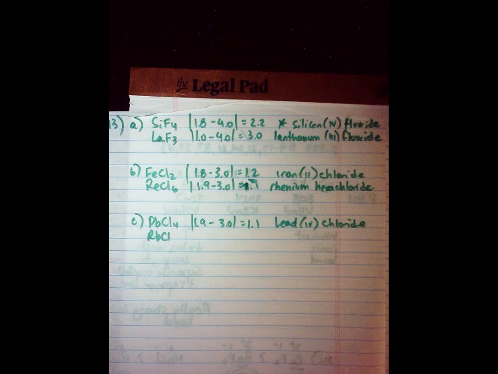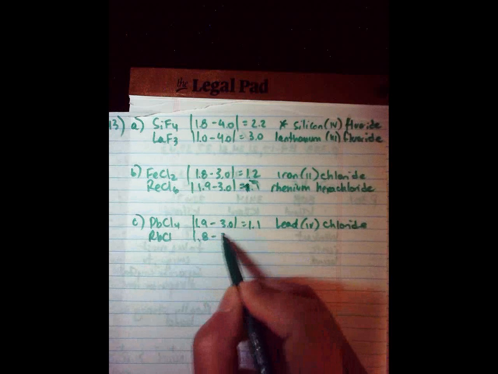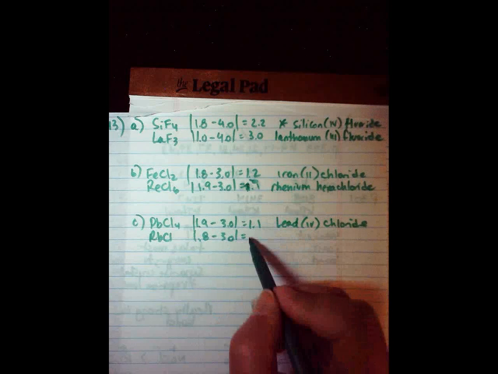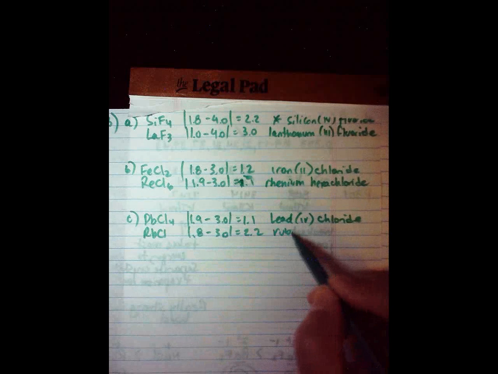All right. And then the next one, RbCl, Rb rubidium is 0.8. Chlorine is 3.0. This is 2.2. And this is rubidium chloride.